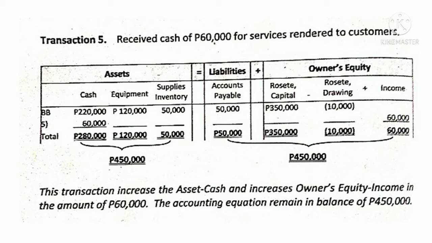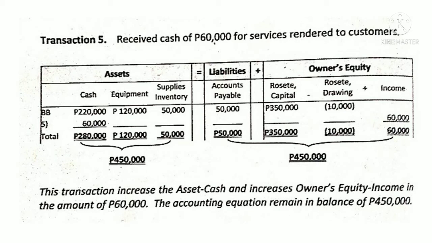While the liabilities, the accounts payable is still 50,000 pesos. Then the owner's equity, gross capital 250,000 pesos, and the drawing 10,000 pesos. Our owner's equity is affected: it increases when there is additional investment or income, but it decreases when there are losses or expenses. Now there is an additional account, which is the income of 60,000 pesos. So the total of liabilities and owner's equity is equal to 450,000 pesos.